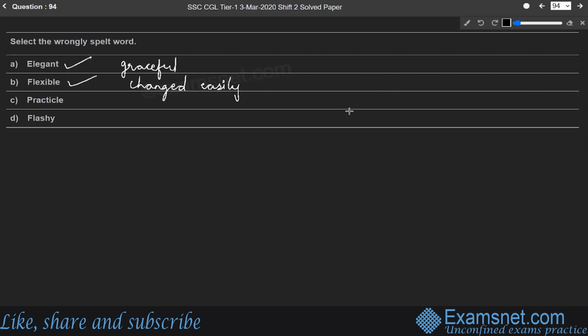Next word is practical. The word practical is wrongly spelled here. It is not the correct spelling for the word practical. The correct spelling will be practical. So this is the wrongly spelled word here. But let us have a look towards the last option too, which is flashy. Flashy is correctly spelled here. And the meaning of the word flashy is too bright. So for this question, the word that is wrongly spelled is practical. So the correct option will be option C. And remember the correct spelling for the word practical will be practical. So I hope you are clear with this question. And again, the correct option is option C here.